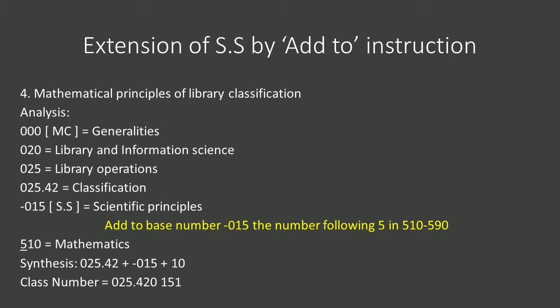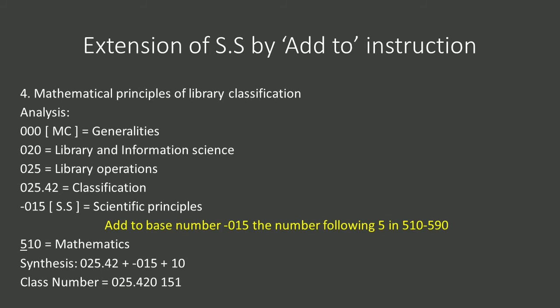So we know that in our main schedule 510 is for mathematics. We can use the notation 510 for mathematics by following the digit 5. That is why I have written 510, and under 5 I have written the 5 with an underline. Underline means we have to follow the digit 5. After following the 5, we will use only 1 and 0 for mathematics.